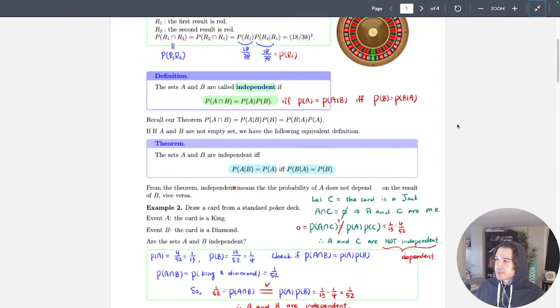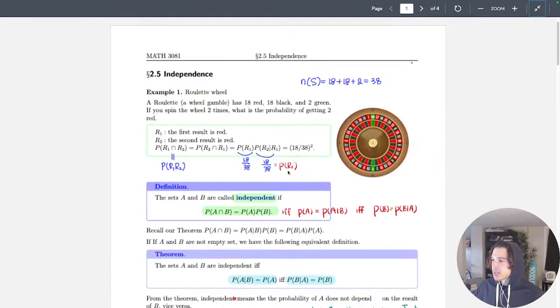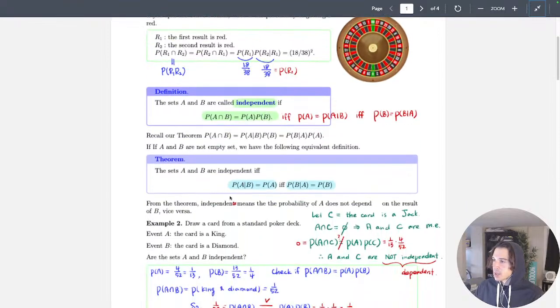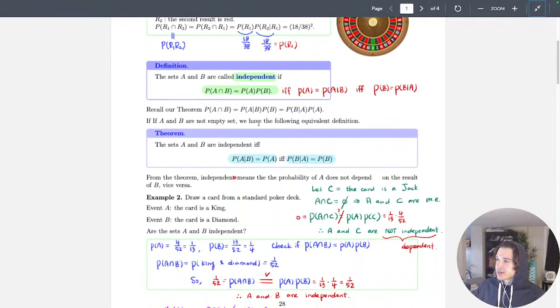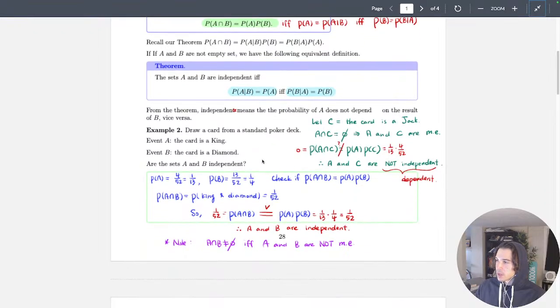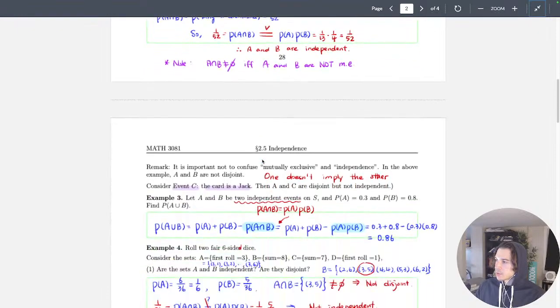The sets A and B are called independent if the probability of A intersect B equals the probability of A times the probability of B. The roulette wheel is a good example. These are independent events, and so you just multiply them together and you get the intersection. Recall our theorem: the probability of A intersect B equals the probability of A given B times the probability of B. If A and B are not the empty set, we have the following equivalent definition. The sets A and B are independent if and only if the probability of A given B equals the probability of A, and vice versa. So let's move through this.